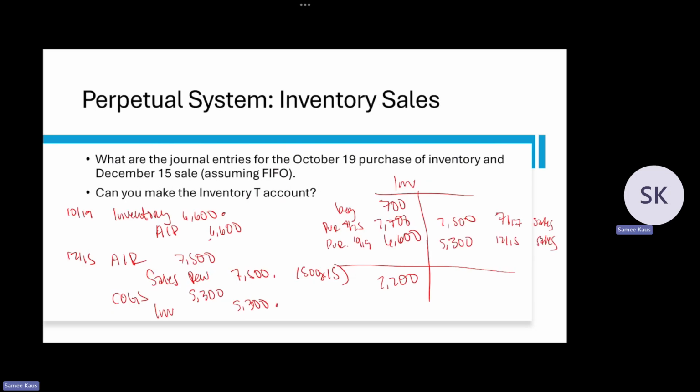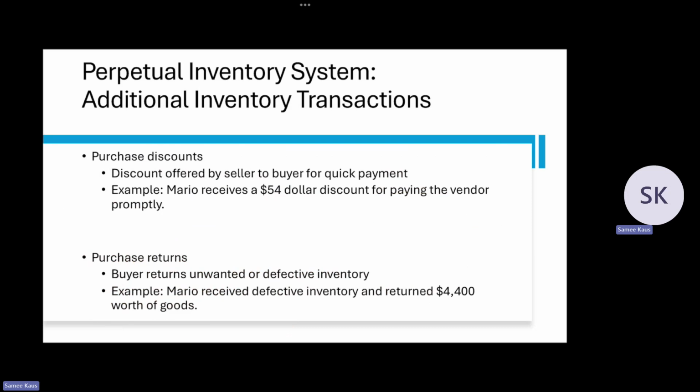So the perpetual inventory system maintains that continual, or perpetual, record of inventory purchased and sold. They increase inventory when they purchase. They decrease inventory when they make sales. And when they make that sale, you also have to recognize your cost of goods sold impact as well.